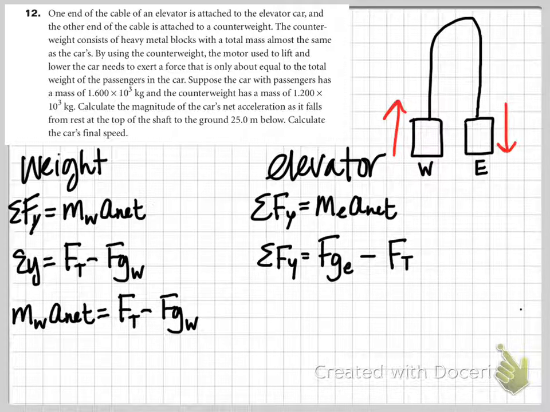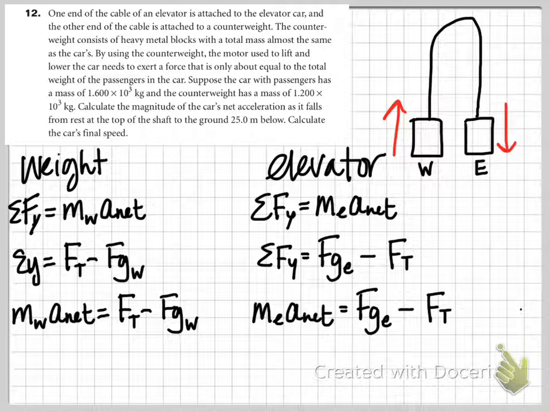So here's where it's tricky. Because the elevator is going down, we're going to make the force of gravity essentially the positive. Oh, this sounds terrible. But the net force on the y-axis for the elevator is equal to the force of gravity minus the force of tension, because the force of tension is what's opposing its motion. The force of tension is opposite the direction that the elevator is moving. Put these together and we get mass of the elevator times net acceleration equals force of gravity of the elevator minus the force of tension.